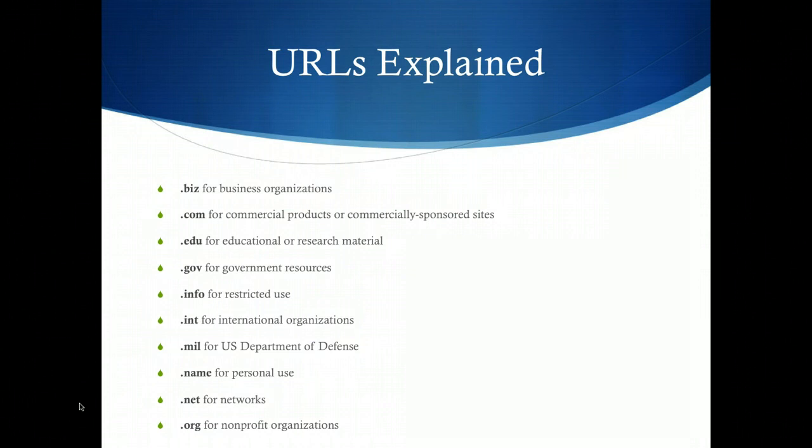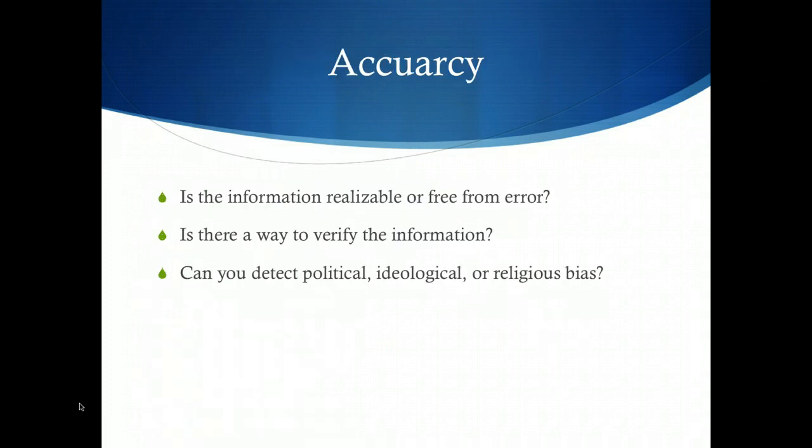Next is make sure you know what URLs actually stand for. Okay, here's a list of some common ones that we see a lot. Obviously, the second one there, .com, for commercial products or commercially sponsored sites. .edu for educational or research material, .gov for government resources. Down at the bottom, we also have .org for nonprofit organizations. So here's a list. Go ahead and get them in your notebook really quick, and you can pause this video. I'm going to go ahead and move on, but you can pause it here and write it down, all right?